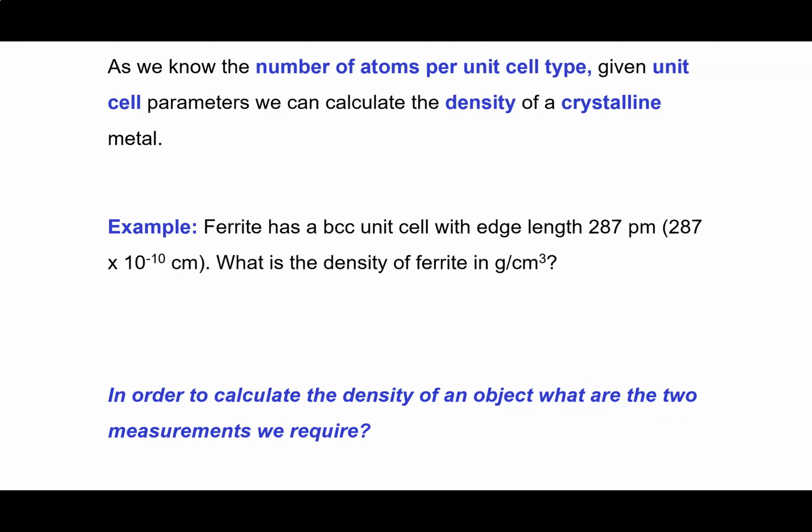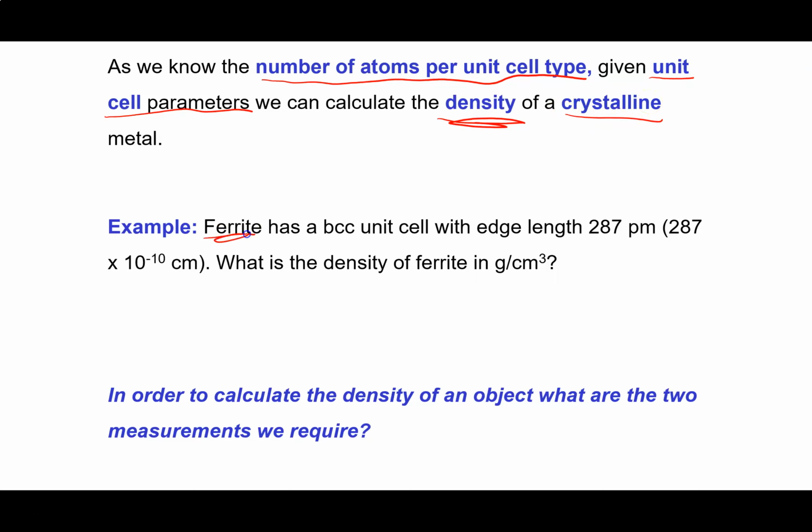Something else that we can do is, as we know the number of atoms per unit cell type, if we're given the unit cell edge length, often referred to as one of the unit cell parameters, then you can actually calculate the density of a crystalline material. And this is very commonly done for metals.